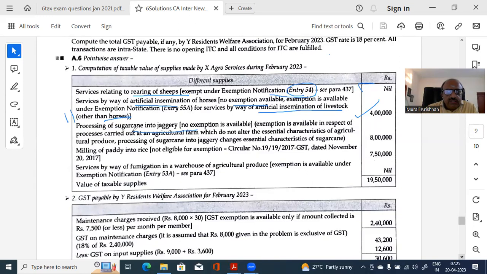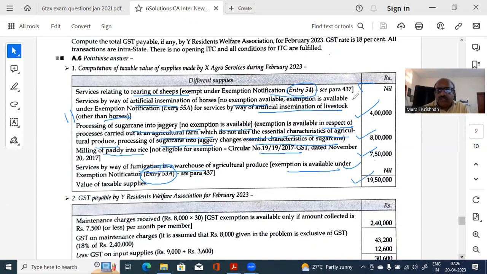Processing of sugarcane into jaggery, no exemption available. Exemption is available in respect of processes carried out at an agricultural farm which do not alter the characteristic of agricultural produce. Processing of sugarcane to jaggery changes the essential characteristics of sugarcane. Therefore, it is a taxable service. Milling of paddy into rice, not eligible for exemption under this circular, 7,50,000. Service by way of fumigation of warehouse, exemption is available under entry number 53A, nil. Therefore, taxable service is so much.